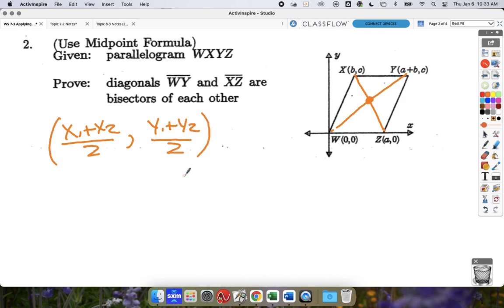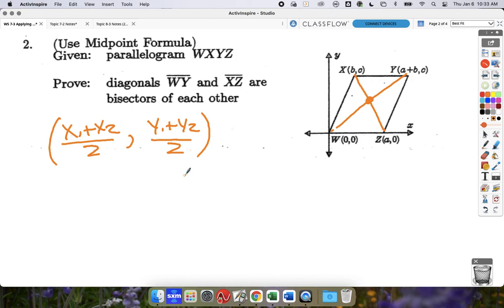If you do that for x and z, and you do that for y and w, and you get the exact same midpoint, you've proven that they bisect each other. They share a midpoint. So you're going to do the midpoint formula twice. You get the same answer, you did it.